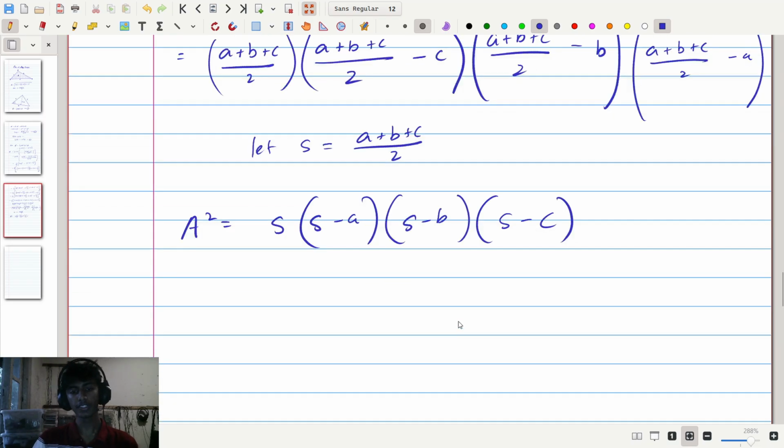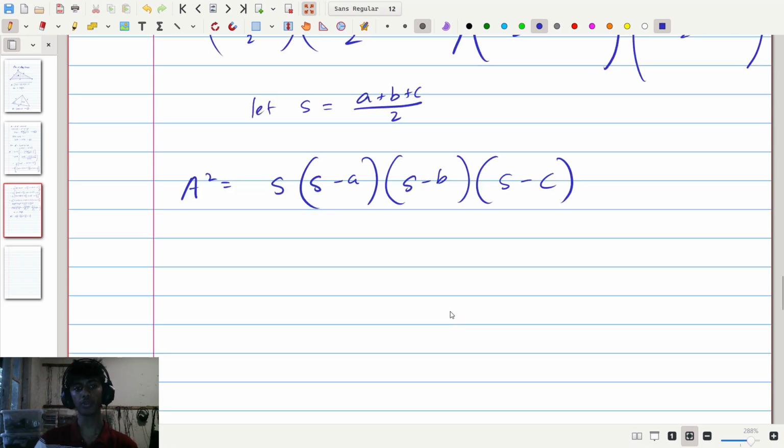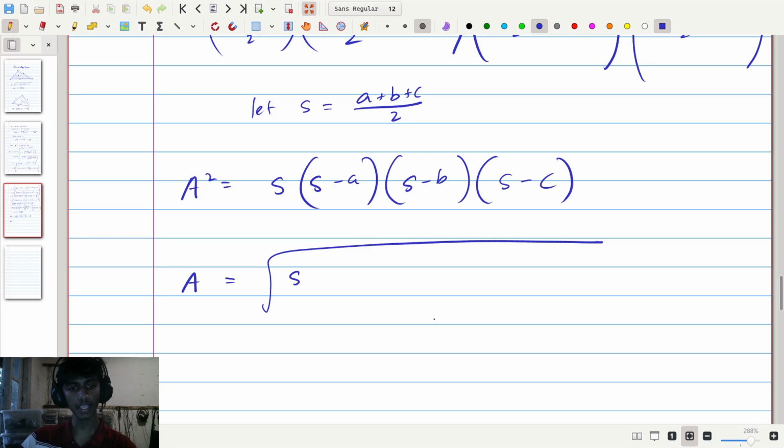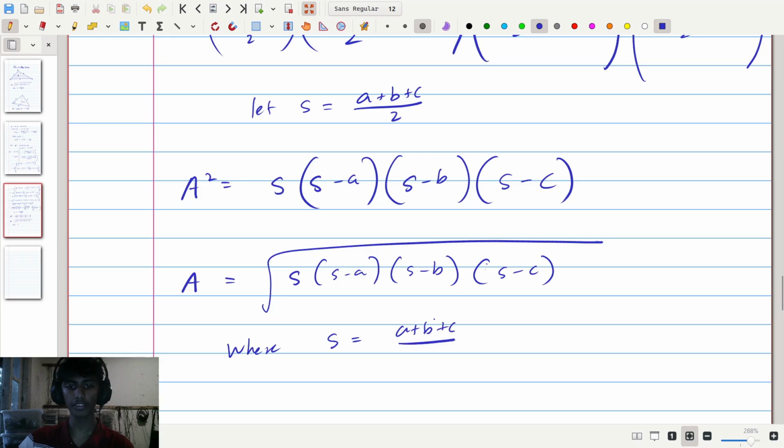Since area is a positive value, since we are dealing with geometrical shapes, area is positive. So if A squared is equal to this thing on the right, then A is just equal to the square root of that thing, because remember, the square root gives the positive square root. So what we have finally as our final answer is that A is equal to the square root of s times (s minus a) times (s minus b) times (s minus c), where this convenient value s is equal to (a plus b plus c) divided by 2, or half of the perimeter.